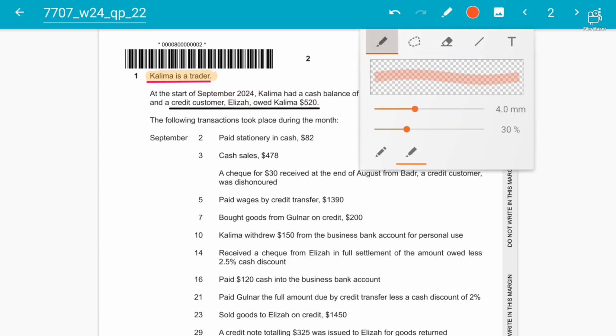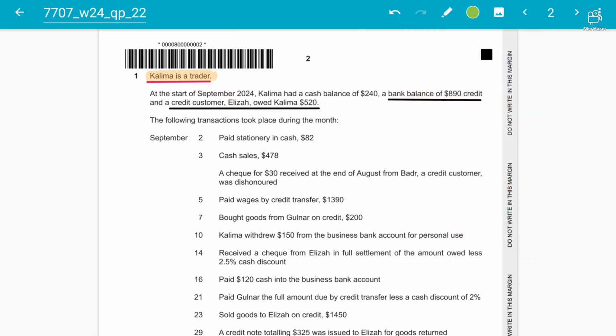As always, assume that you are Kalima and start solving the question considering it's your business, which has a cash balance, so cash in hand, cash in the pocket, of $240. And the bank balance is $890, which is credit, which also means it's a liability, a bank overdraft. The payments are more as compared to the receipts. Money coming into the business was less than the money going out of the business.